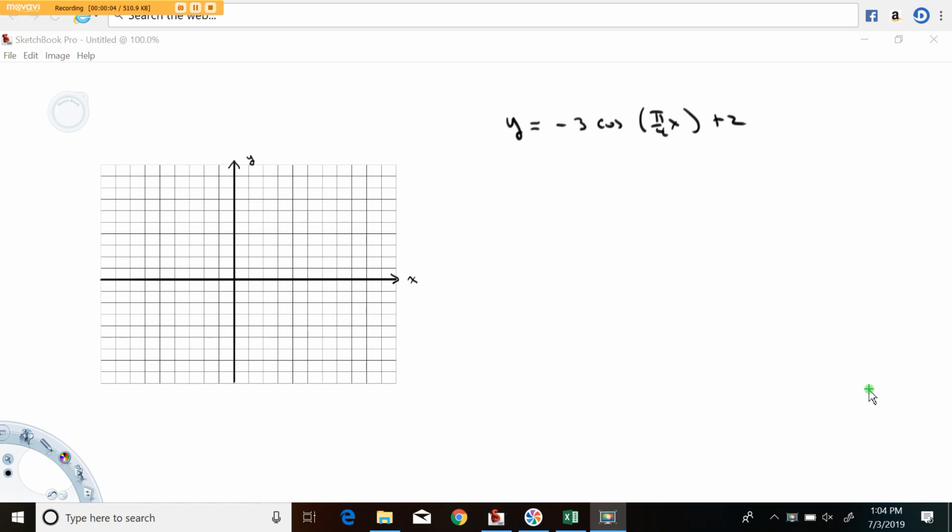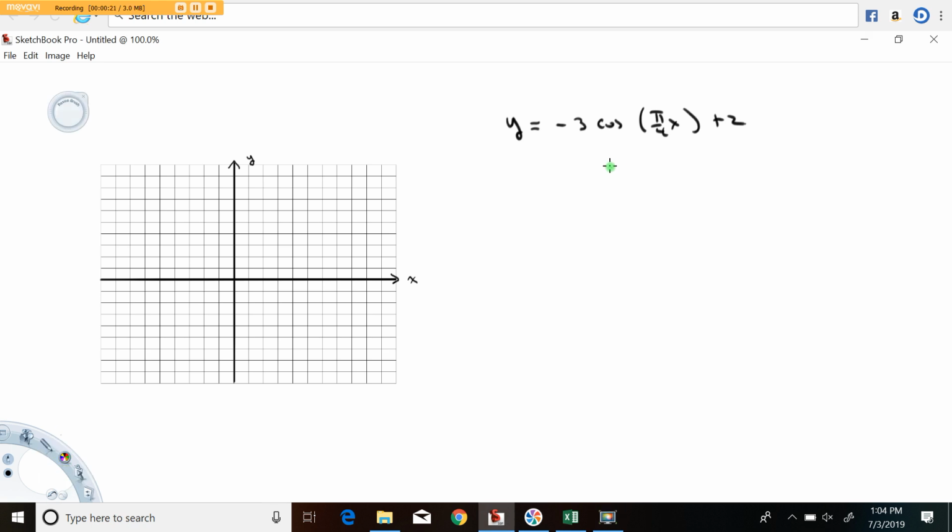I'm making this video here to demonstrate how to graph trigonometric functions. In this case we're going to take a look at a cosine function. So what we're going to do is sketch a graph of y equals minus 3 cosine of pi over 4 times x plus 2. A lot of stuff going on.